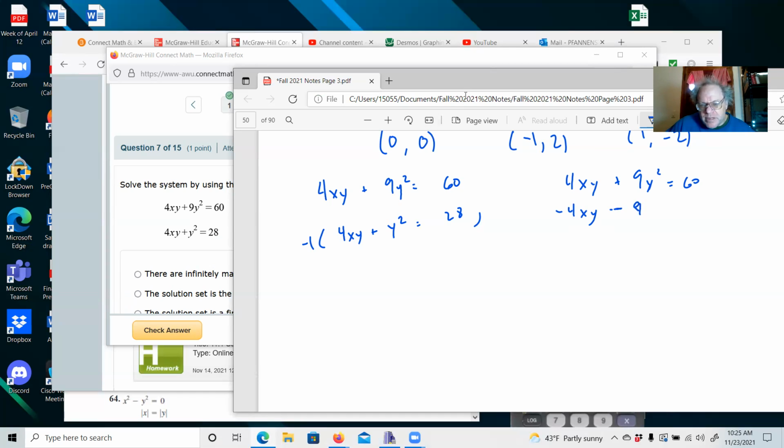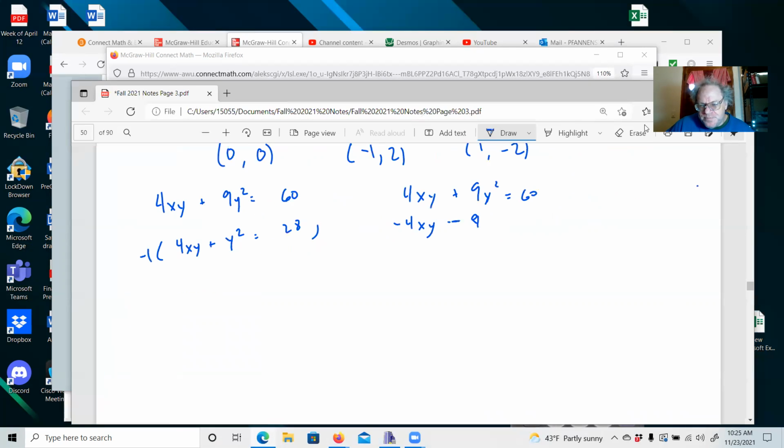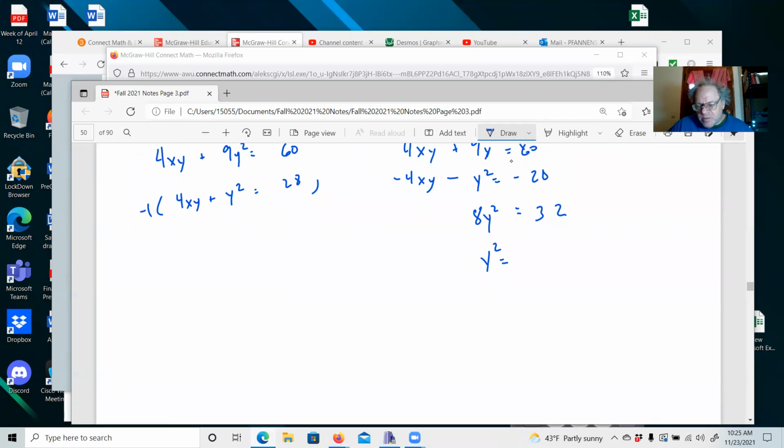No, just y squared. Minus y squared is equal to negative 28. Notice that both x and y go away, and I'm just left with a y squared term, which we can solve for. That's going to be 8y squared equals, and what are we going to have here? 60 minus 28 is 32. So we'll have y squared is equal to 4. 32 divided by 8 is 4. Y squared is 4, so y would be plus or minus 2.